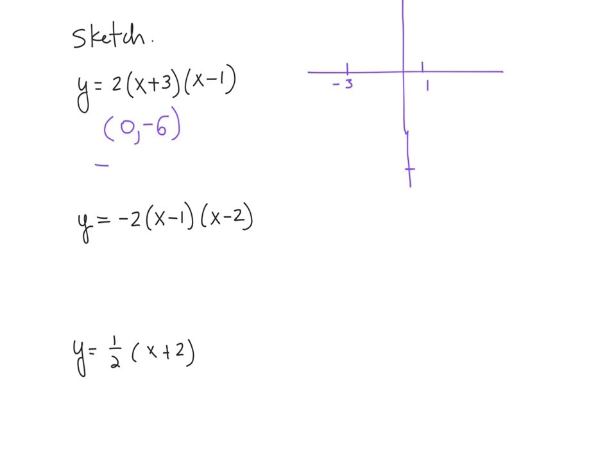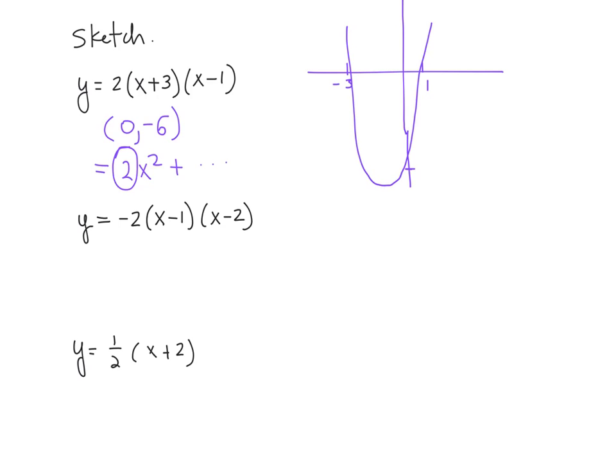After FOILing this function, we have 2x squared plus the remaining terms, so we know that the a value is positive 2, so it must be concave up. So we'll get a graph that looks like this.